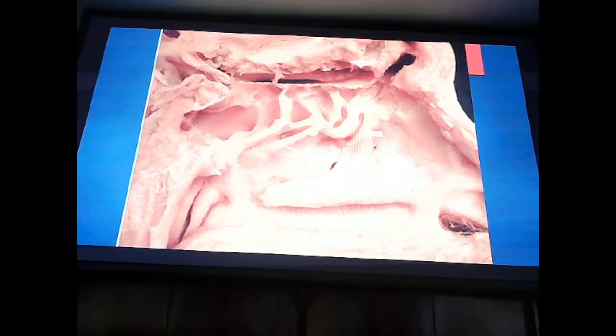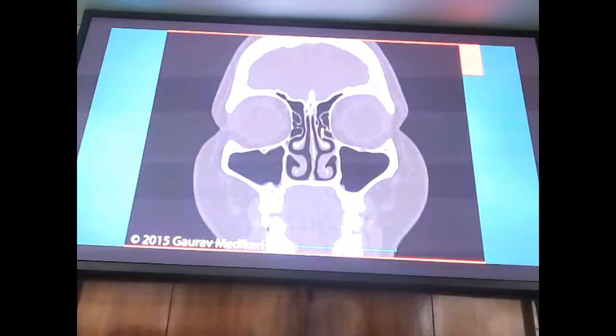So there are four lamellae that we see: uncinate, Bulla ethmoidalis, ground lamella, and the Parsons ridge, which is basically the anterior wall of the sphenoid sinus. These are the four lamellae that we see.